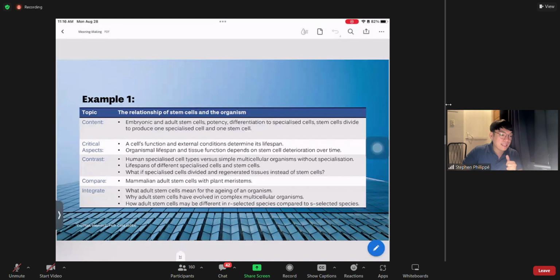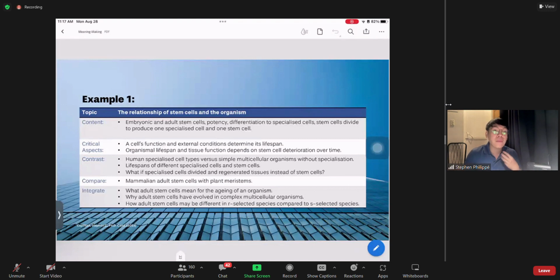The topic is the relationship of stem cells and the organism. Typically, we just teach the stem cells, diba? Not the organism. How is it relevant? I dissected it into different portions. There's a content, there's a critical aspect, there is a contrast. The contrast is how would you differentiate specialized cell types versus simple multicellular organisms without specialization.